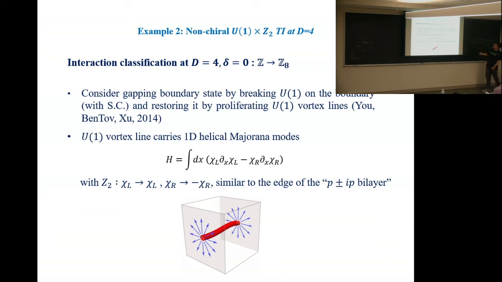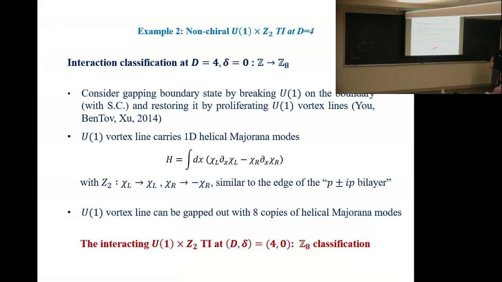So this actually means that the classification will reduce from Z to Z8 for this particular topological insulator in 4 dimensions, because I can restore all the symmetry with interaction by proliferating or condensing this vortex line, because the vortex line is fully gapped by interaction without breaking any symmetry. So the conclusion is that when delta equals 0, there's a Z8 classification.